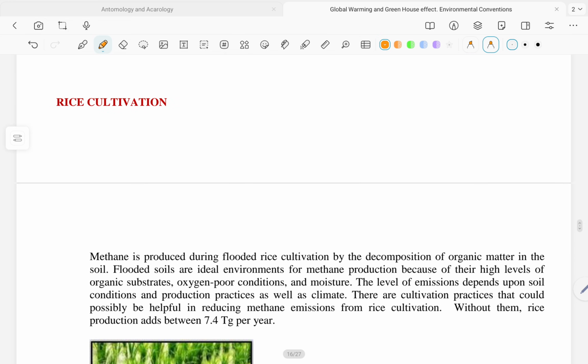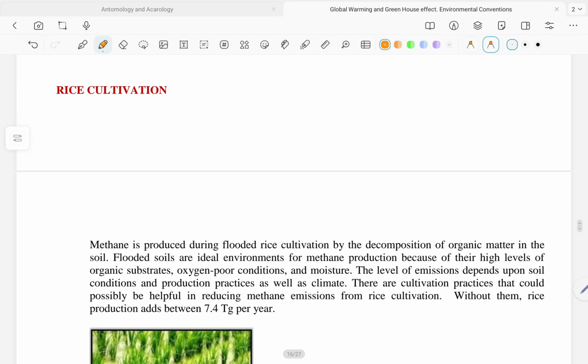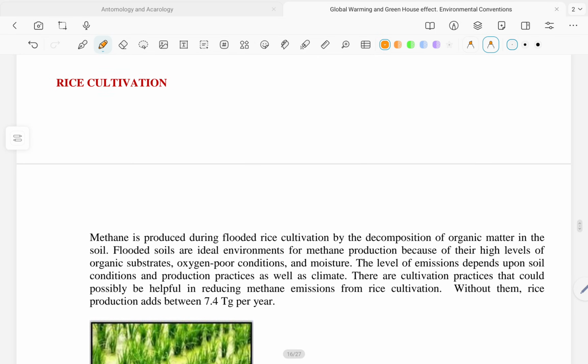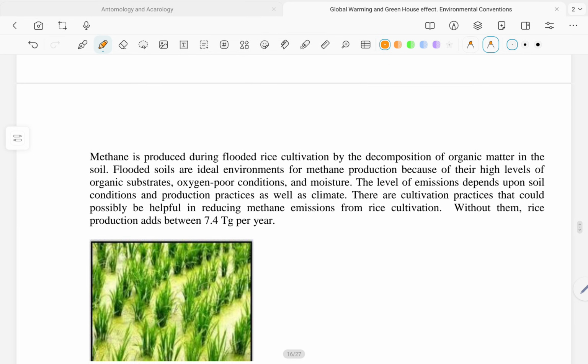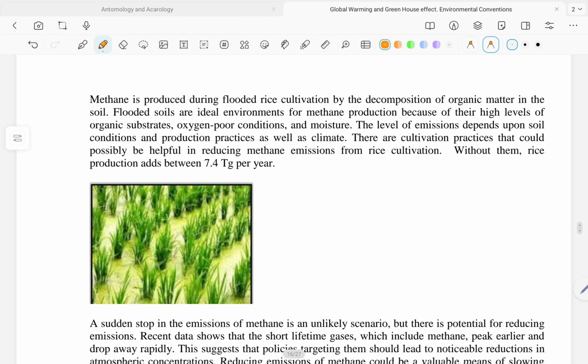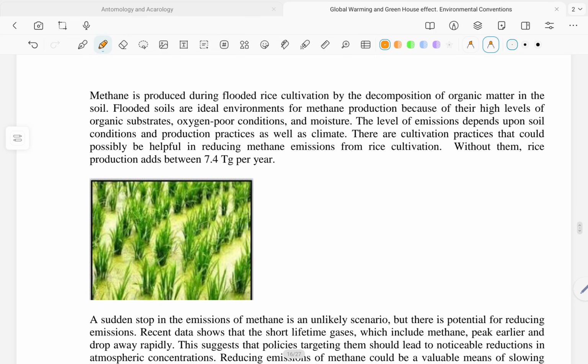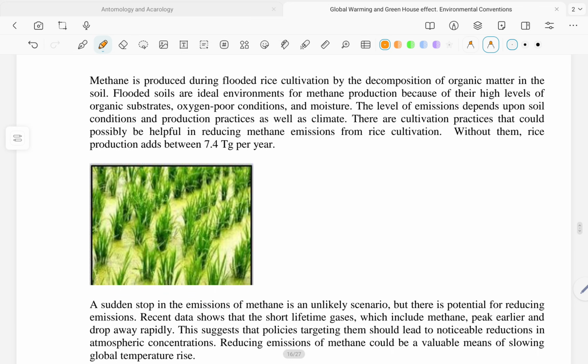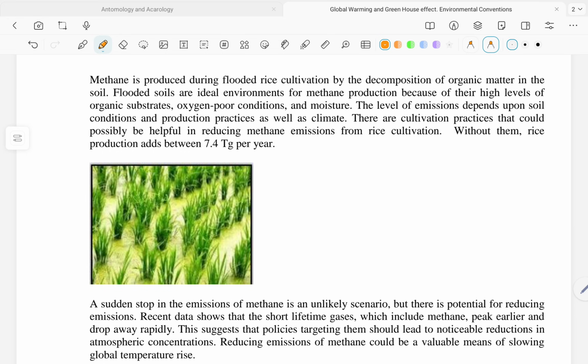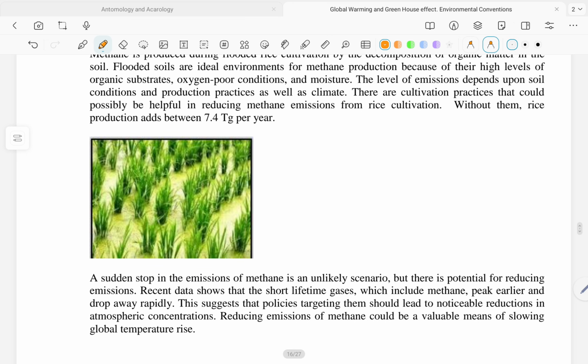Rice cultivation. Methane is produced during flooded rice cultivation by the decomposition of organic matter in the soil. Flooded soils are ideal environments for methane production because of their high level of organic substrate, oxygen-poor conditions, and moisture. The level of emissions depends upon soil conditions and production practices as well as climate. There are cultivation practices that could possibly be helpful in reducing methane emissions from rice cultivation. Without them, rice production emits between 7.4 metric tons per year.